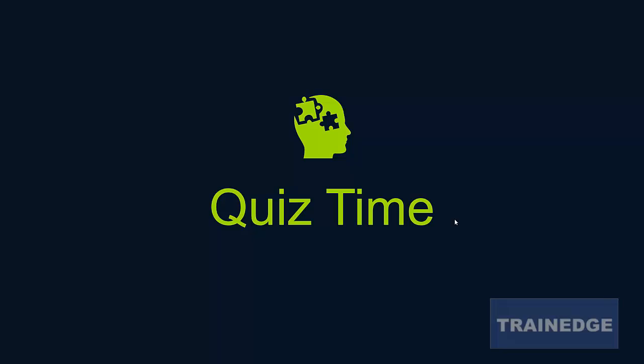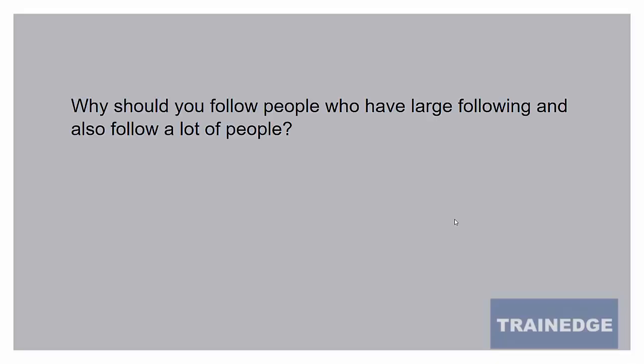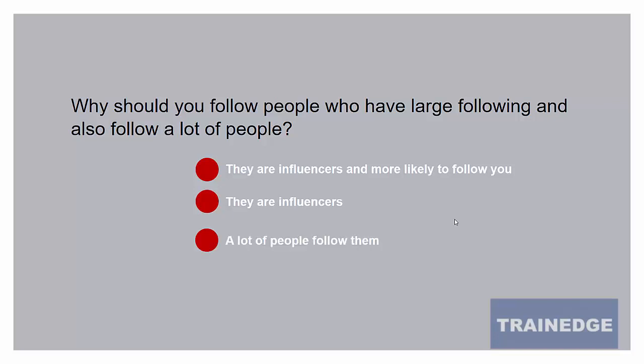Let us see how well you have understood this topic. Why should you follow people who have a large following and also follow a lot of people? Because they are influencers and more likely to follow you? They are influencers. A lot of people follow them. They will not follow you back. The correct answer is, if a lot of people are following them, then they are influencers. And if they are following a lot of people, that means they are more likely to follow you. So you should follow them. That way you'll get an influencer to follow you.